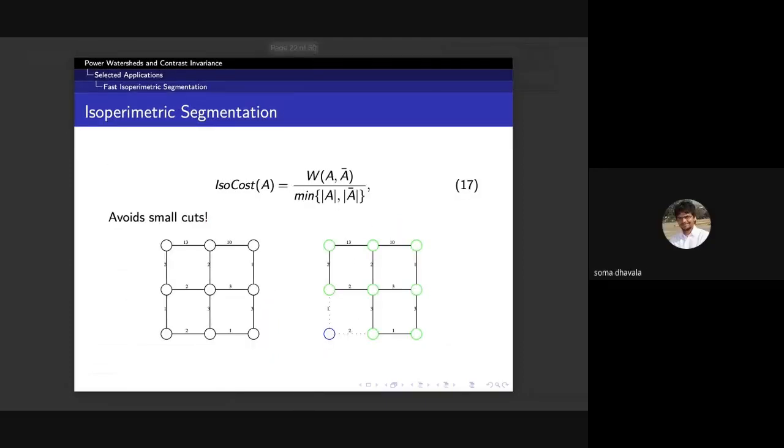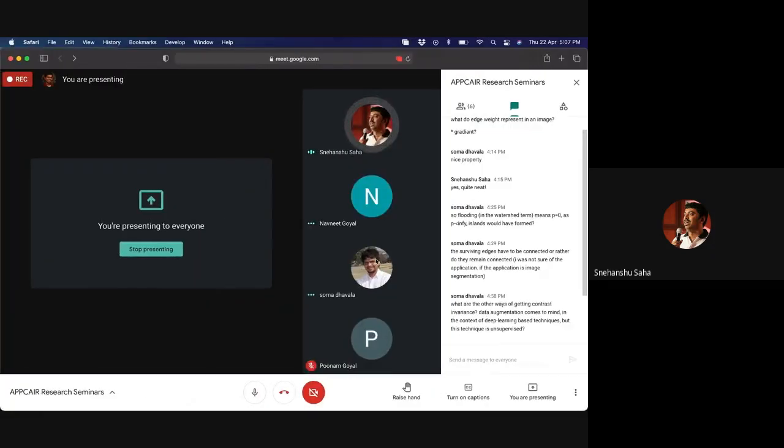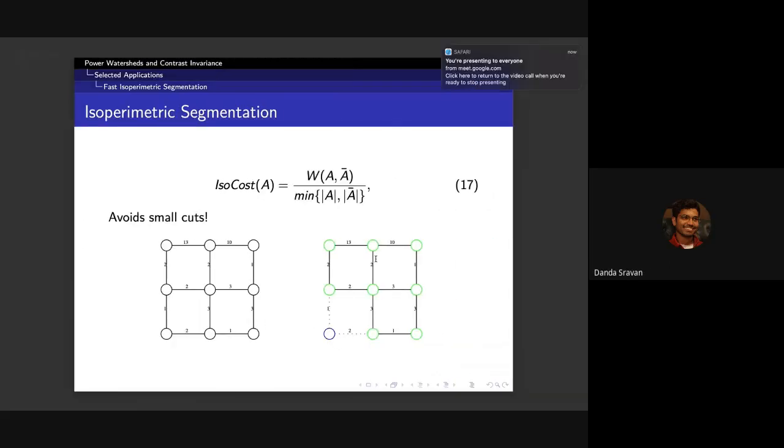Correct. Sravan, I have just one question. Instead of the squared distance function, can you use a mean absolute distance? Will it change anything? Okay, so you mean to construct the edge weights?